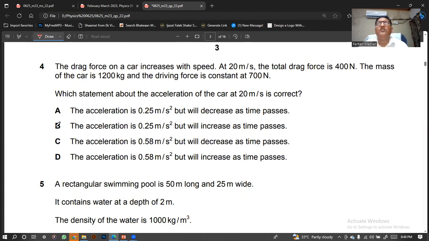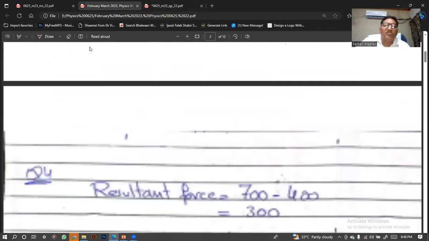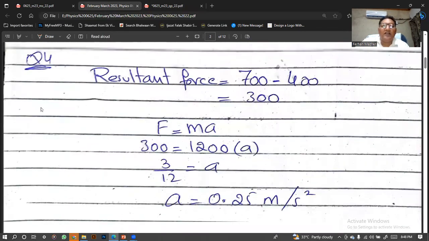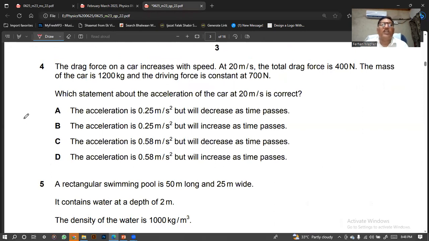So the resultant force, drag force, is like friction. So the resultant force will be the driving force minus the drag force. So that will be 700 newton minus 400 newton, which is 300 newton. So the resultant force is 300 newton. And their question is, which statement about the acceleration of the car at 20 meters per second is correct?